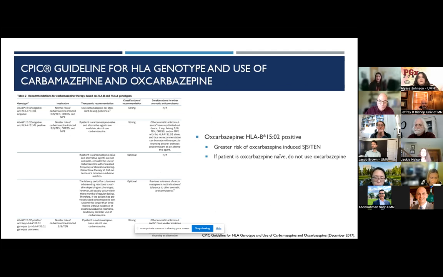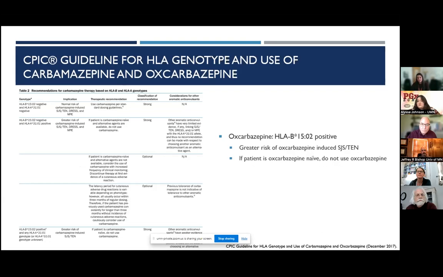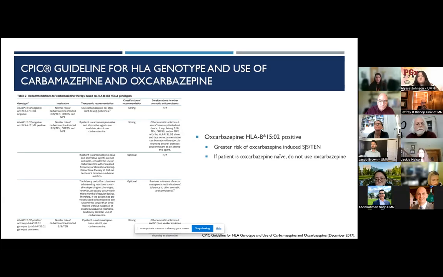And then the CPIC guideline for carbamazepine and oxcarbazepine discusses what to do for certain HLA genotypes. In patients who are carrying an HLA-B1502 allele, these patients may be at an increased risk for those serious cutaneous reactions. And these are sometimes fatal. And again, that is like the Stevens-Johnson syndrome type reactions. In those patients who are positive, it's definitely recommended to avoid these drugs if at all possible. Sometimes benefit may outweigh the risk, but serious consideration should be taken before prescribing these medications if you know someone is positive.